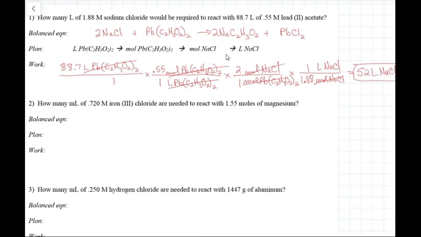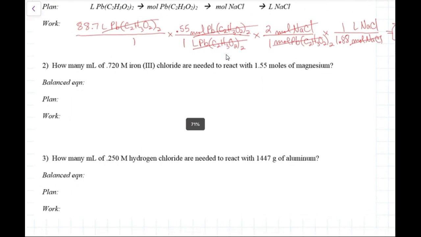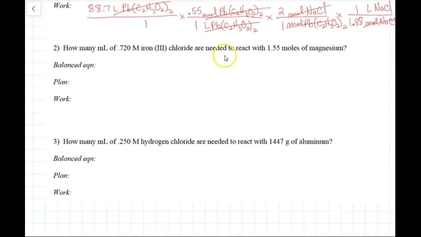Okay. So for the next one, let's come up with a balanced equation. Okay, and there you have it. There's our balanced equation, just a single replacement reaction. So the next step, of course, is to come up with the plan. So what are we starting with? What are we ending with? See if you can come up with that on your own.